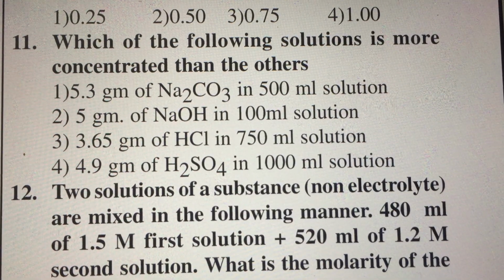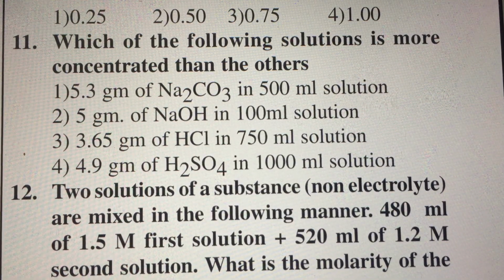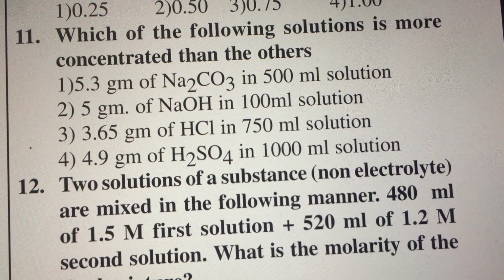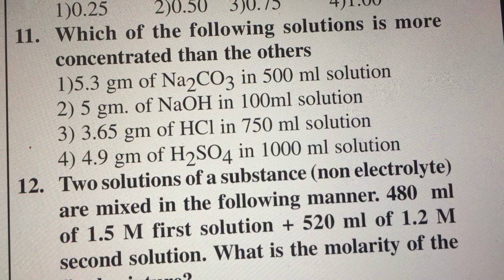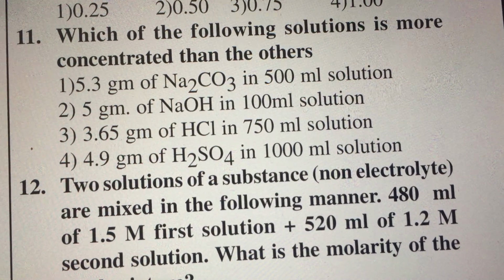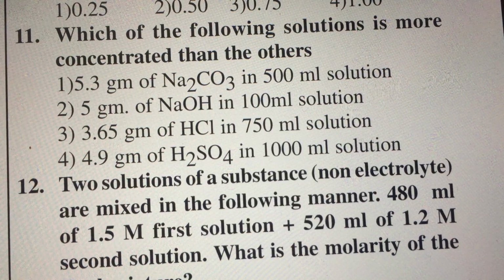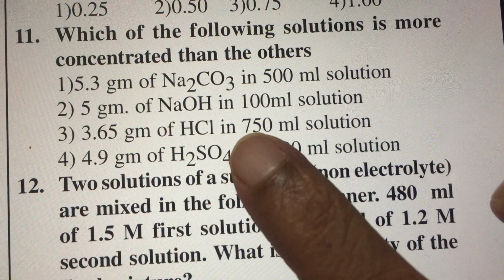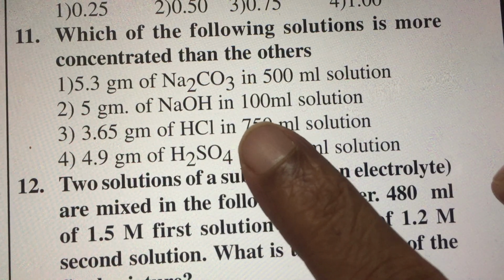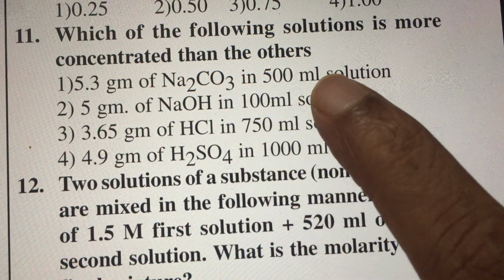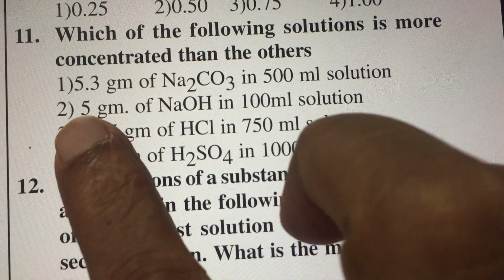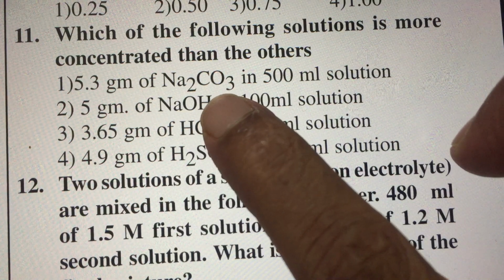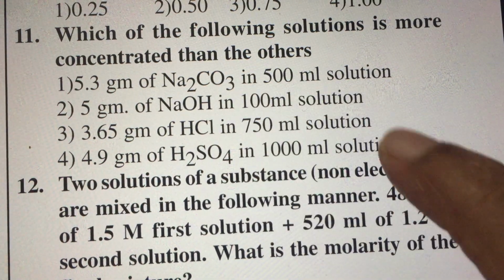Which of the following solutions is more concentrated than others? Please look at the given options. How many moles are dissolved per liter? If you see in those terms, it would be very clear. See, 500 ml is 5.3 grams of Na2CO3. Na2CO3 molecular weight is 106. So 1000 ml will contain 10.6. 10.6 by 106, that is 0.1 mole is dissolved per liter.